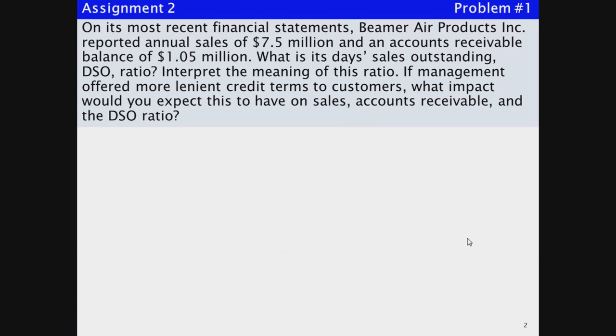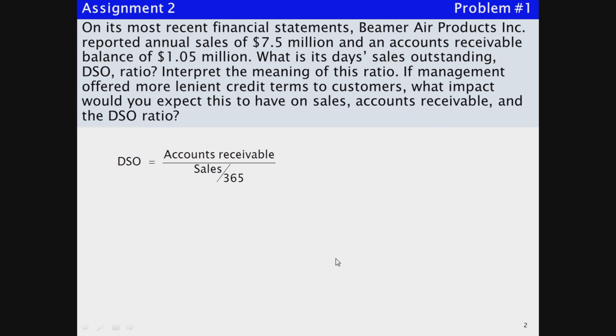Okay, problem number 1. On its most recent financial statements, Beamer Air Products Incorporated reported annual sales of $7.5 million and an accounts receivable balance of $1.05 million. What is its days sales outstanding (DSO) ratio? Interpret the meaning of this ratio. If management offered more lenient credit terms to customers, what impact would you expect this to have on sales, accounts receivable, and the days sales outstanding (DSO) ratio?